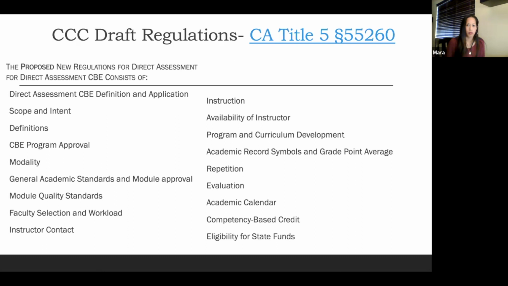That area in blue is the link to the draft Title 5 55260. It's long, and these are the subheadings within it. So they've addressed a lot of, I don't know if they've fully addressed it, but they've touched on some of the areas that we've talked about today, including instructor contact and faculty selection and workload, evaluation, and I think there's transcripting, academic record symbols, and grade point average. So that has been drafted. And again, this hasn't gone anywhere because I think it needs to go through input and things like that. And we all still even need to decide whether this is going to happen. So that's where we're at, draft regulations.